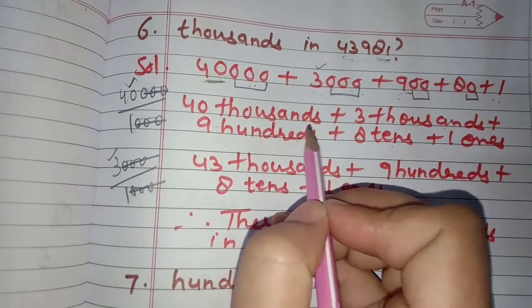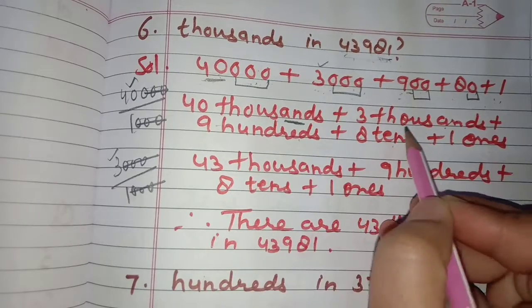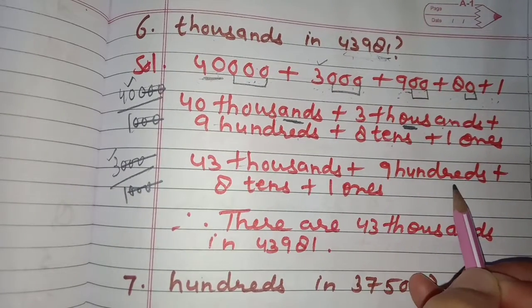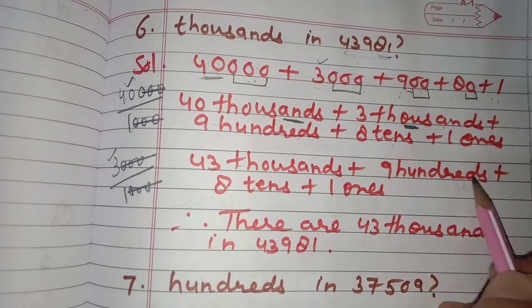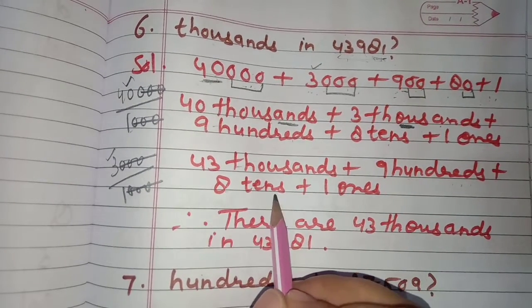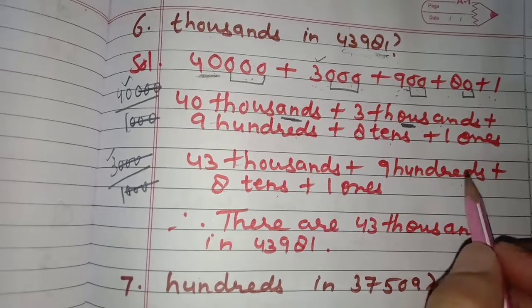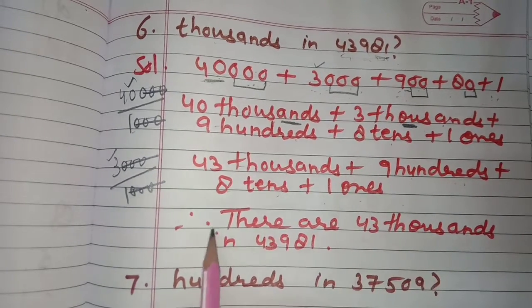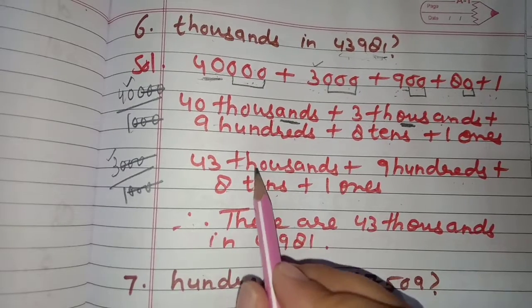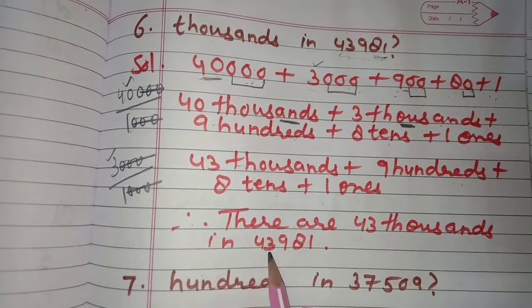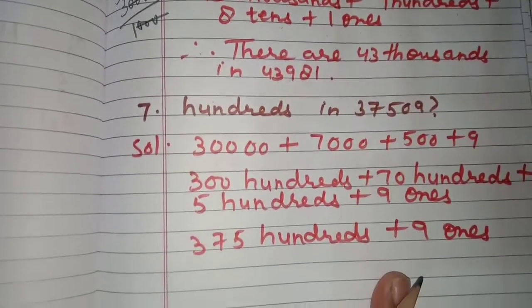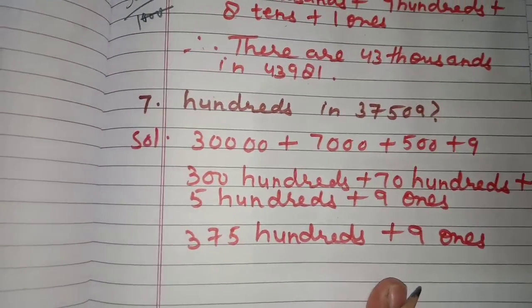Fine. Now you add these thousands, this one and this one. So 40 plus 3 is 43 thousands. 900 is a single number. It will remain as it is. 8 tens. There is no other tens here and no other hundreds here. So they will be written as it is and plus ones. So therefore we can say there are 43 thousands in 43,981.